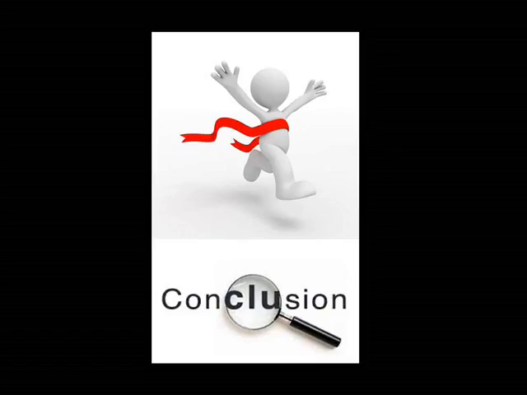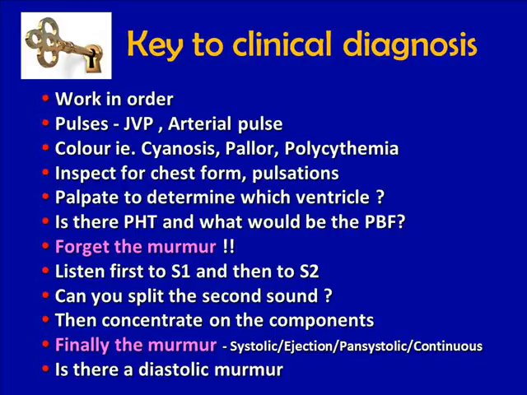To conclude, key to clinical diagnosis: work in order. Check the pulses, the jugular venous pulse as well as the arterial pulse. Color, observe for cyanosis, pallor or polycythemia. Inspect for chest form and pulsations. Palpate to determine which ventricle. Is there pulmonary hypertension and what would be the pulmonary blood flow?